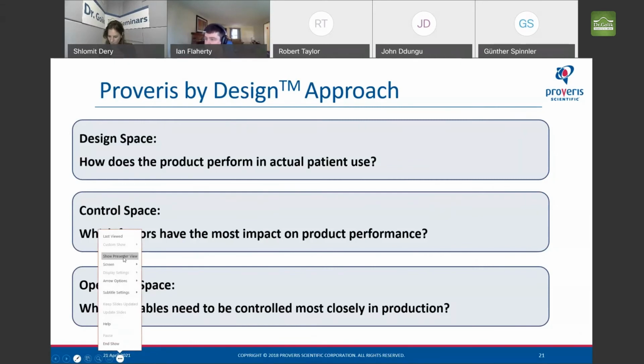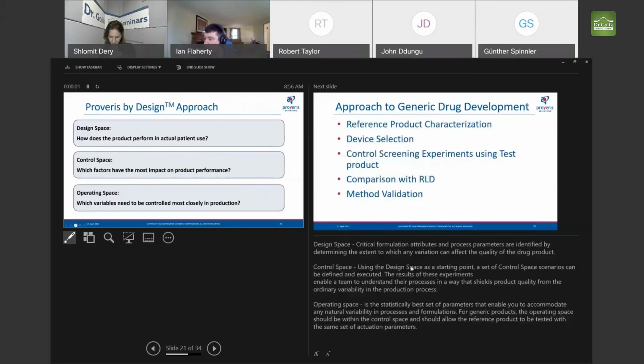Mainly the design space, you're investigating essentially how the product performs in actual patient usage. A direct quote from the FDA is that critical formulation attributes and process parameters are identified by determining the extent to which any variation can affect the quality of the drug product. That's basically baselining performance of the drug.